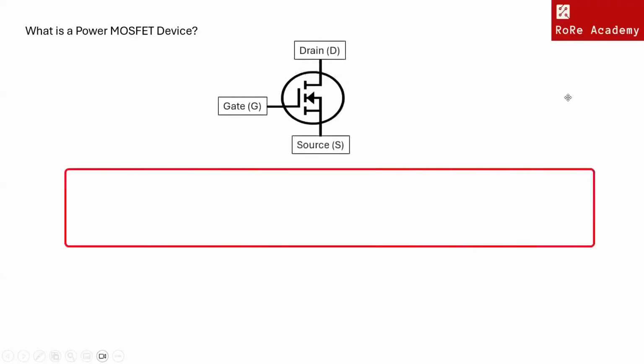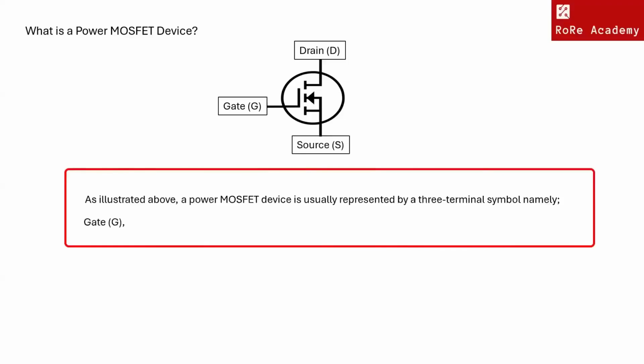As illustrated above, a power MOSFET device is usually represented by a three-terminal symbol, namely gate, G, drain, D, and source, S. The most common application of a power MOSFET is using it as a switch in a power electronics converter.